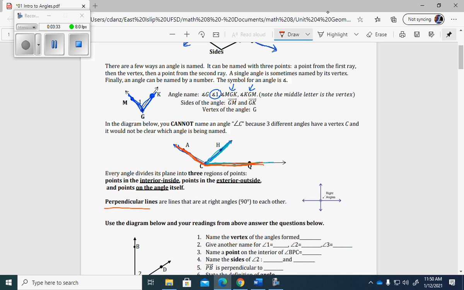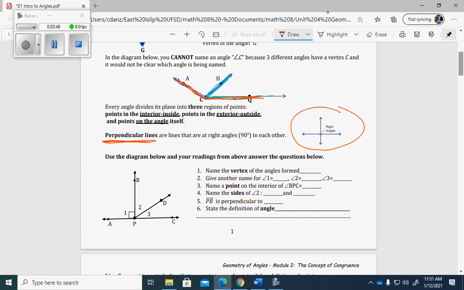Another term you need to know for your vocabulary test is what perpendicular lines are. This is a picture of perpendicular lines. They're lines that meet or intersect to form right angles. And now we can answer these questions. The vertex of all of these angles in this picture is P. Now, capital letters always stand for a point.